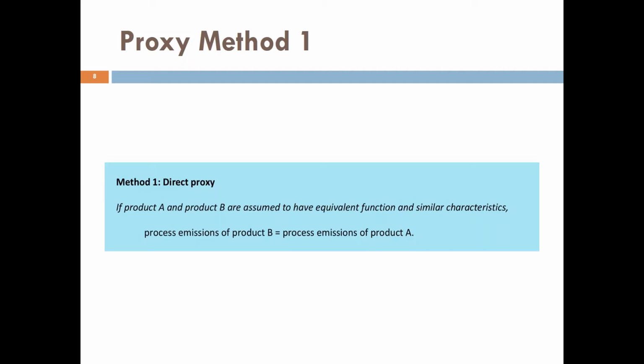Methodology 1 is direct proxy. So if product A and product B are assumed to have equivalent function and similar characteristic, process emissions of B is equal to process emissions of product A. This could be the assumption. You remember that in our Click tool, we just showed that the TDCPP was not available, so we used another chemical. In that case, this is the direct proxy method, basically.